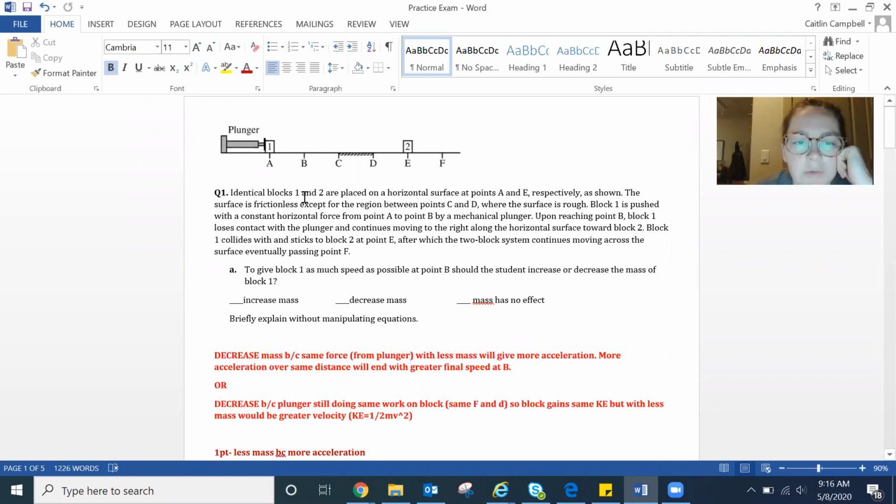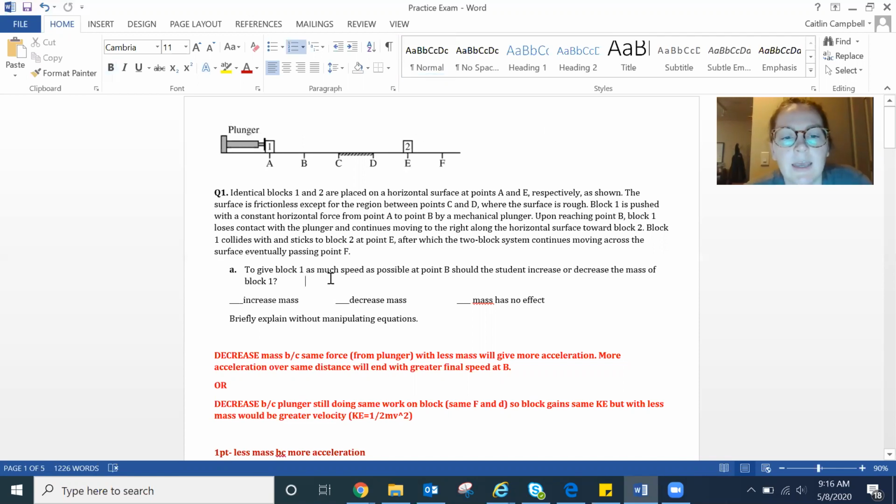All right, for question one, so we've got identical blocks. They're on a horizontal surface. The surface is frictionless except for CD where there is friction. Block one is pushed with a constant horizontal force. So we've got this plunger applying a force from A to B. And then when it reaches B, it loses contact and then it just kind of slides. And then when it gets to the point E, it hits this second block and they stick together and continue moving.